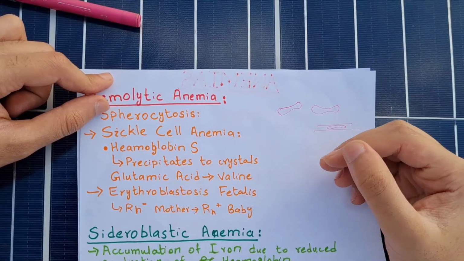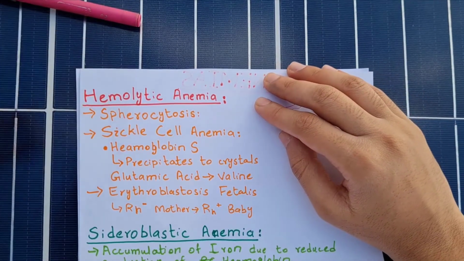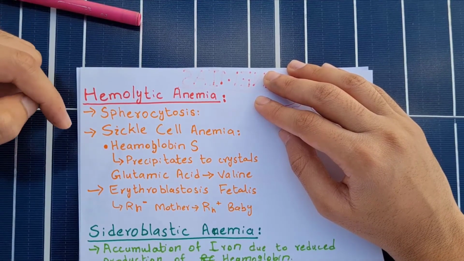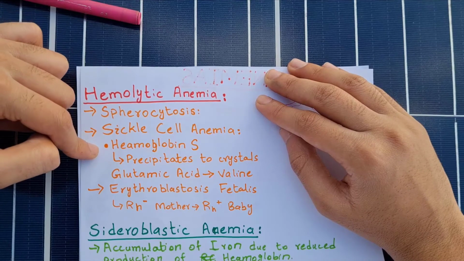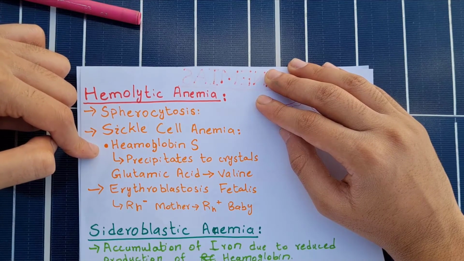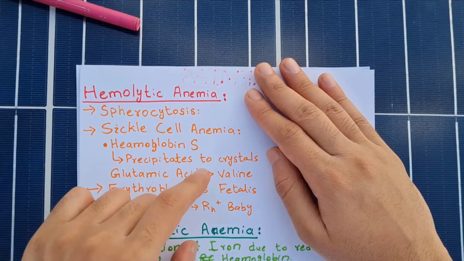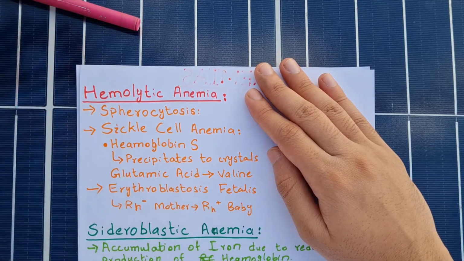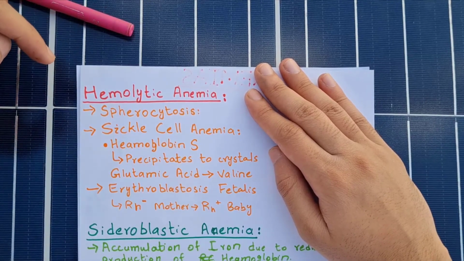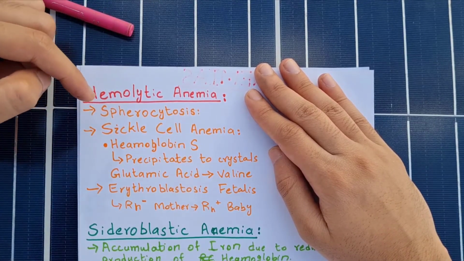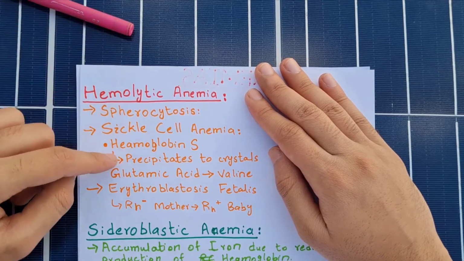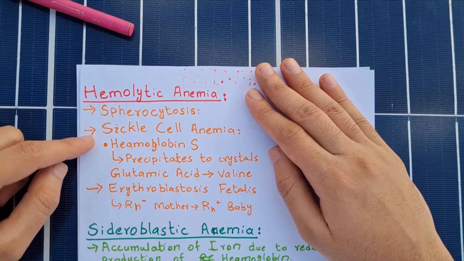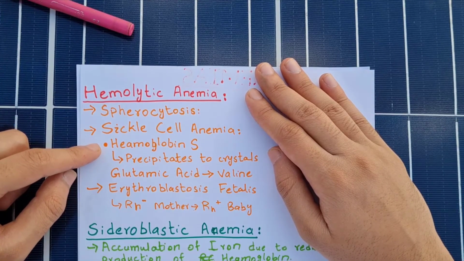As we know, the hemoglobin molecule is made up of two components, that is a heme molecule and a polypeptide chain known as globin. So in the case of sickle cell anemia, there is a mutation in the genetic makeup that leads to replacement of glutamic acid with valine in the beta chain of that globin molecule. As a result, a mutated hemoglobin molecule is formed, known as hemoglobin S. That is why sickle cell anemia is also known as hemoglobin S disease.